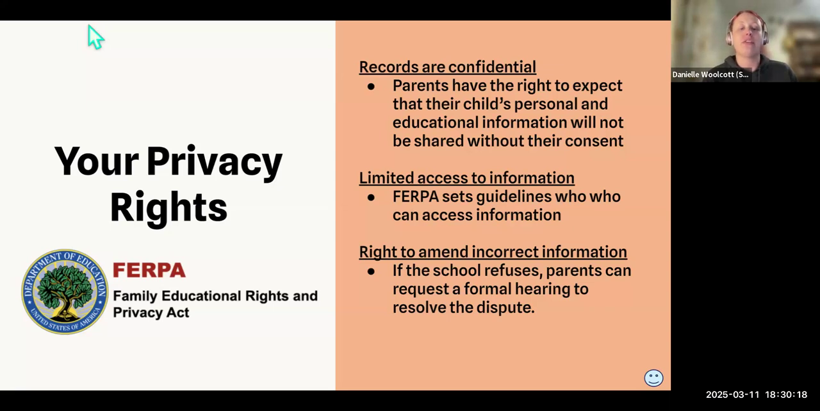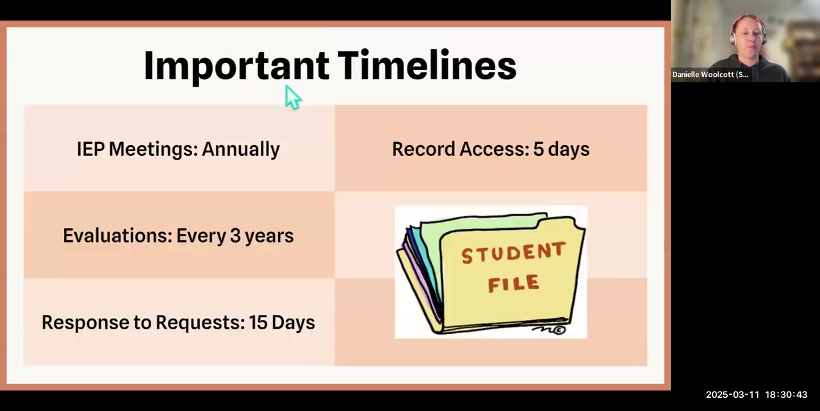You also have the right to amend incorrect information, and you should also know that there's limited access to information, set by guidelines in FERPA, of who can access it. If you'd like to amend and correct information, you can request a formal hearing to resolve a dispute if the school is refusing to make that correction, as we talked about a couple of slides ago.